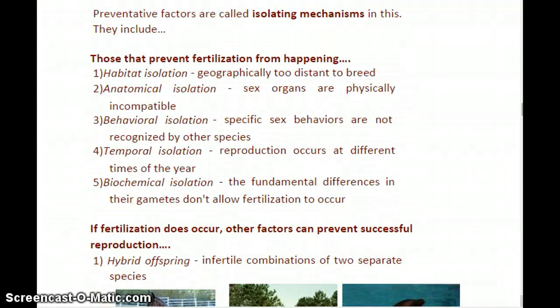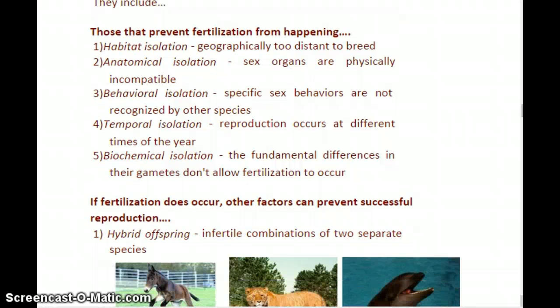There's a few mechanisms that can cause this: either habitat isolation, so maybe they're geographically too far away to breed; anatomical isolation, where basically their sex organs just can't come together, so they physically can't breed; behavioral isolation, maybe their reproductive behaviors are so different that they don't recognize each other, like one of them is doing a mating dance and the other one just does not understand what's going on, so their behaviors don't match up. And then there's temporal isolation. Basically, their reproduction occurs at different times of the year. So maybe their mating seasons are so different that they never align so that they don't breed together.